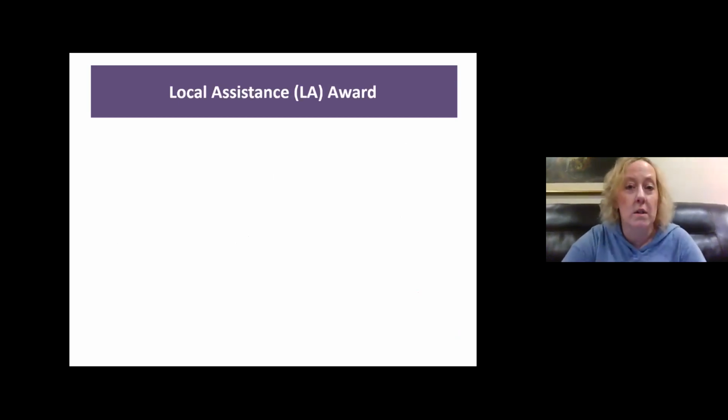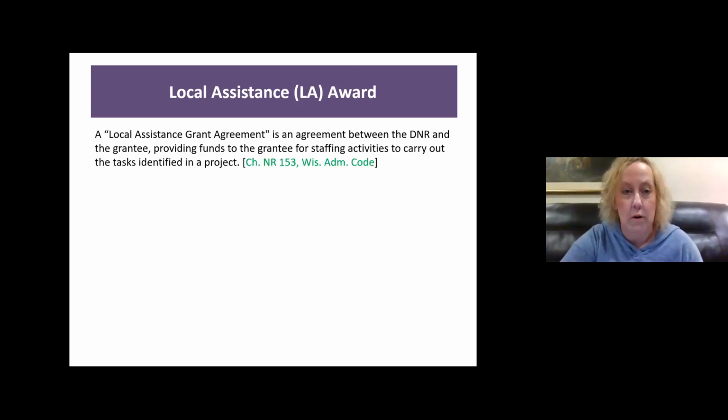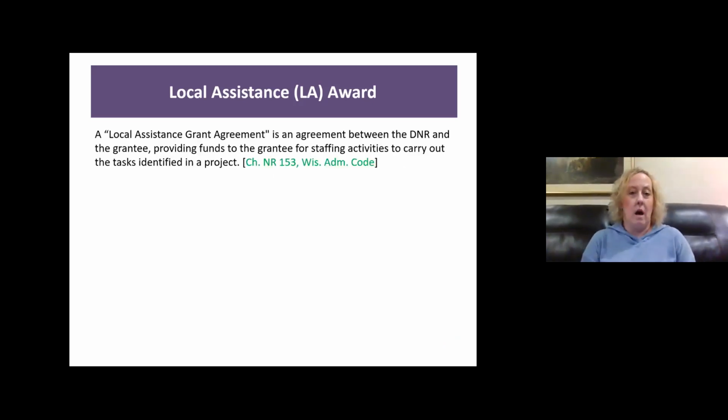So speaking of local assistance, we're going to talk about the local assistance grant award. Now, our administrative code separates this out as a separate kind of grant agreement, but in fact, this type of grant award is actually combined with the BMP grant award into one grant agreement. So for local assistance, this is essentially an agreement between DNR and the grantee.